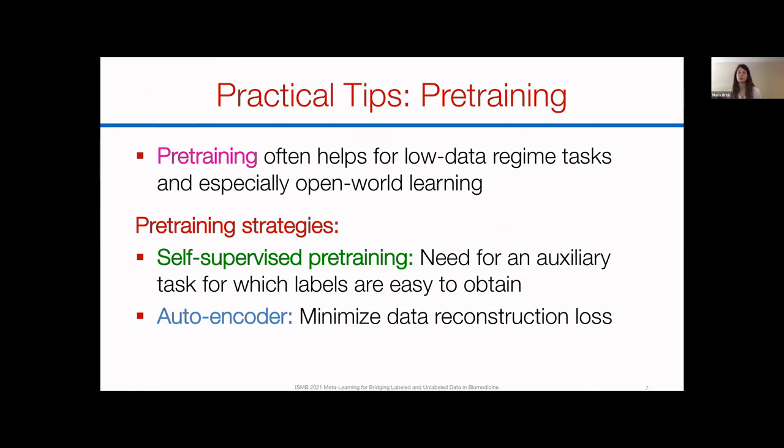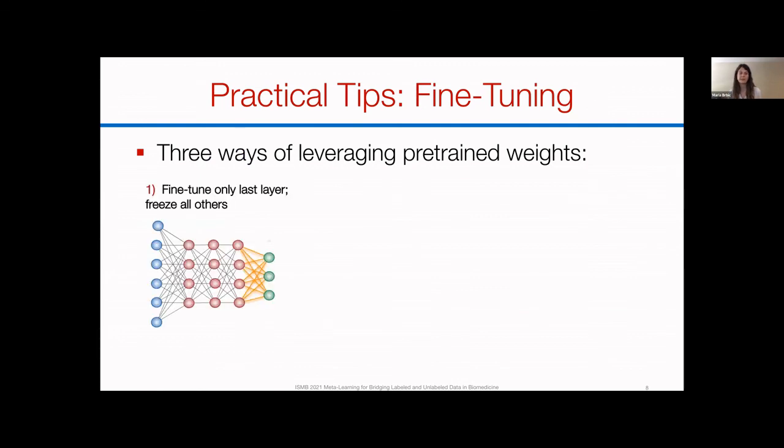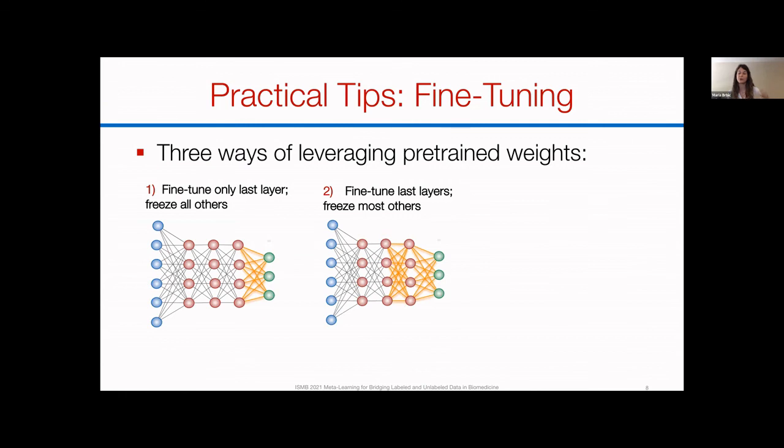And in this case, during fine-tuning, what you will do is remove the decoder part of the network and use only the pre-trained encoder. There are three ways of leveraging pre-trained weights and fine-tuning the network. The first approach is to fine-tune only the last layer and freeze all others. The second approach is to fine-tune a few last layers and freeze others. And finally, you could fine-tune the whole network.